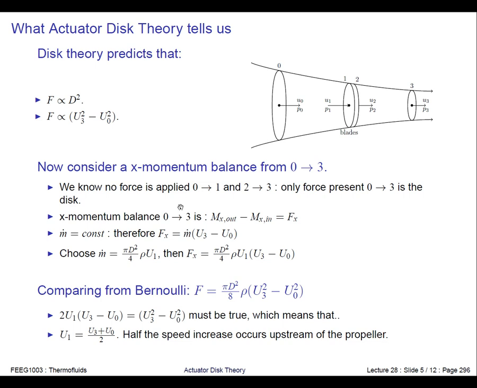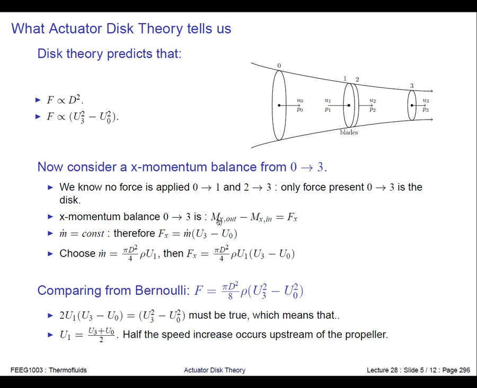We can also draw a control volume around the whole thing, and then do a momentum balance on that particular control volume. So that's what we do here. We do a momentum balance between station 0 and station 3. We write out our momentum equation, which is this thing here.